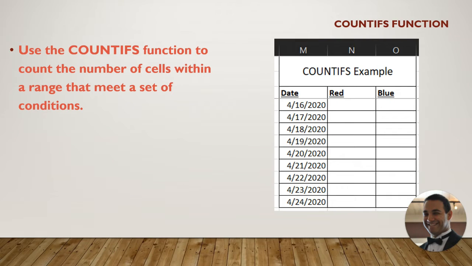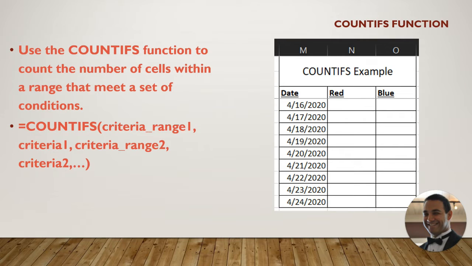Sometimes one condition isn't enough. In that case, we use the COUNTIFS function with an S. We use the COUNTIFS function to count the number of cells within a range that meets a set of conditions or criteria. The syntax for that is equals COUNTIFS criteria range 1, criteria 1, criteria range 2, criteria 2, and so on. You can test up to 127 conditions.